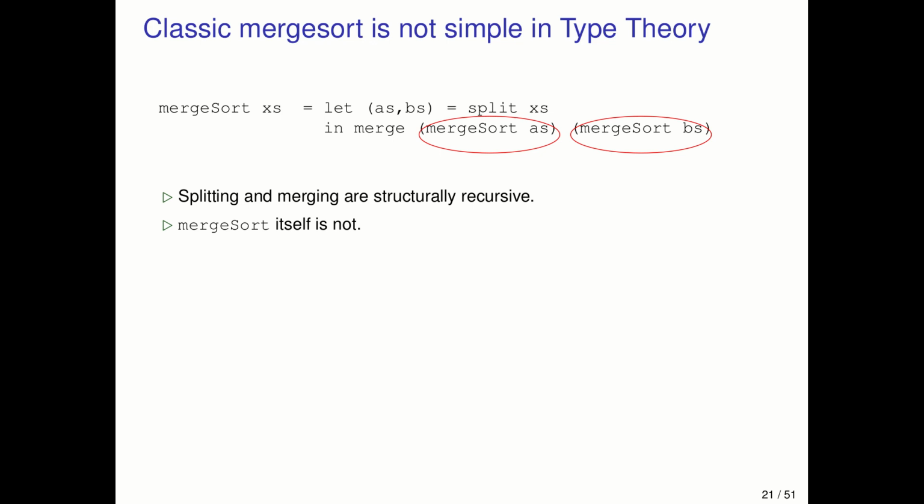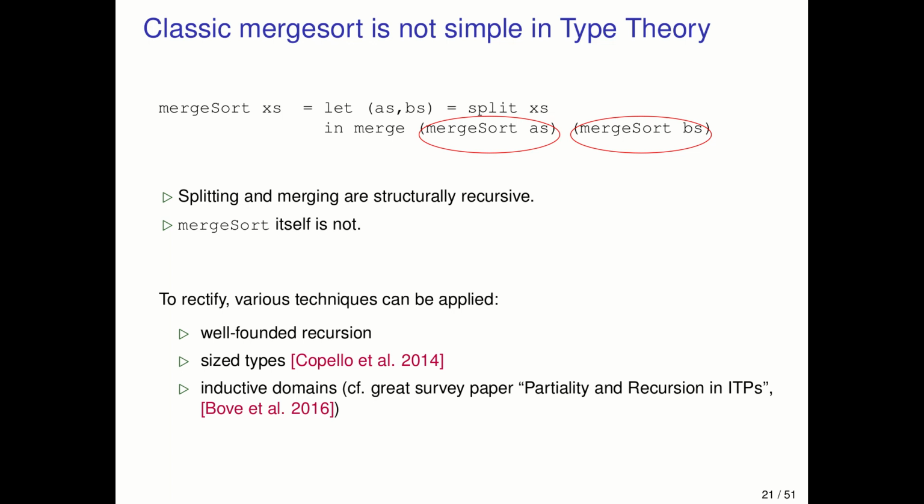Okay, that's not good. Now you can deal with that. It's not outside of the scope of techniques. In fact, many techniques can be applied to deal with this. You can do well-founded recursion on the length of the list. You can use size types, which is probably the preferred Agda way to do it. You can use inductive domains, and there's a really nice survey paper I read recently, partiality and recursion in interactive theorem provers. I recommend this. It covers a lot of different methods used in type theories and in classical provers for dealing with this kind of problem.